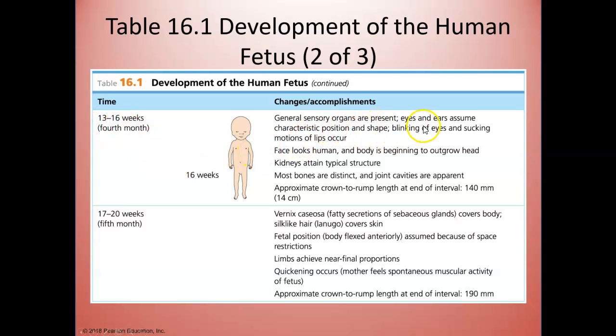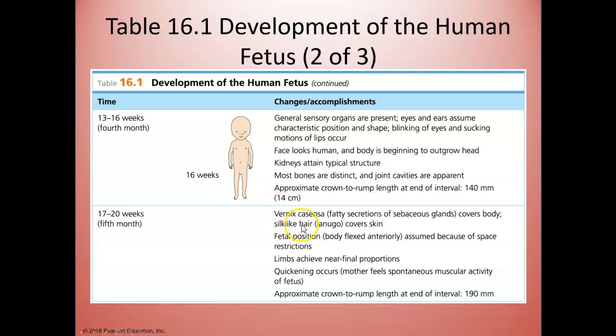Sensory organs are present, eyes and ears, characteristic proportions and shapes. We start to get blinking and sucking motions of the lips. The face starts to look more human. The body's starting to get larger at this point. Kidneys are starting to work. Bones are distinct, and again, much larger, 14 centimeters.